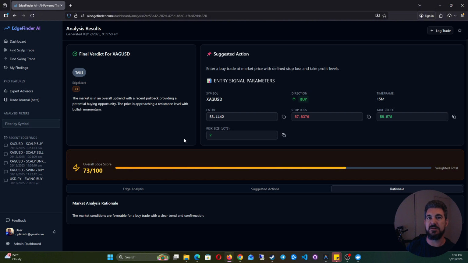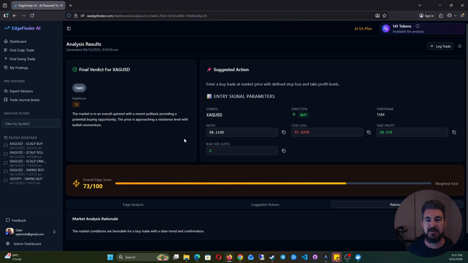Now the problem with this is that people think it's a signal. I'm a signal provider, and that's not what Edgefinder AI was built to be. And I highly discourage using the entry signal parameters because it's really hard to get them right, and you're not paying for a signal engine. This is not what it is. So I'll share with you all what it is and what I meant for it to be shortly.